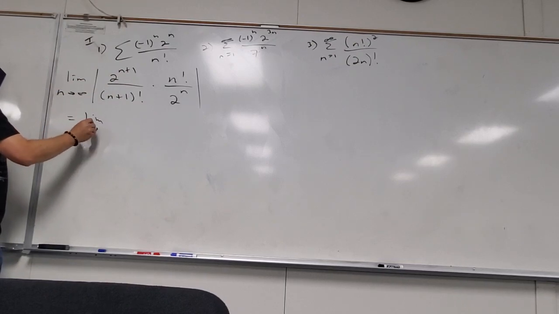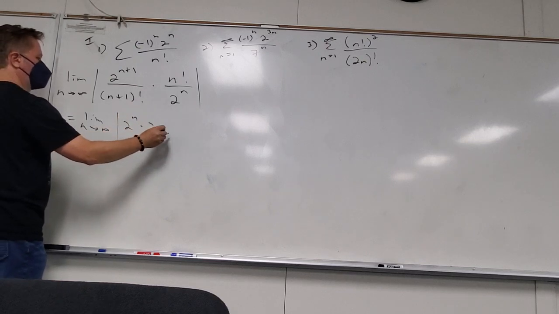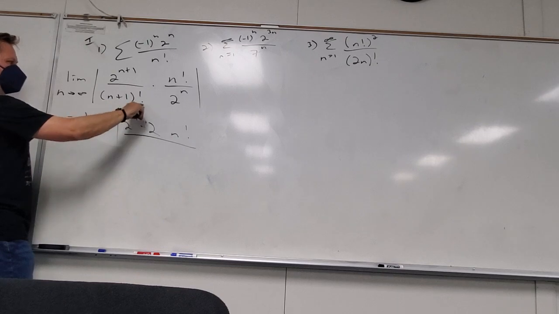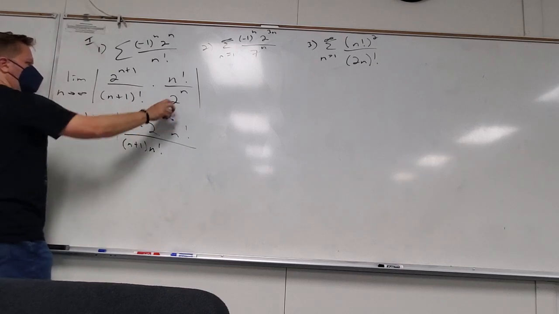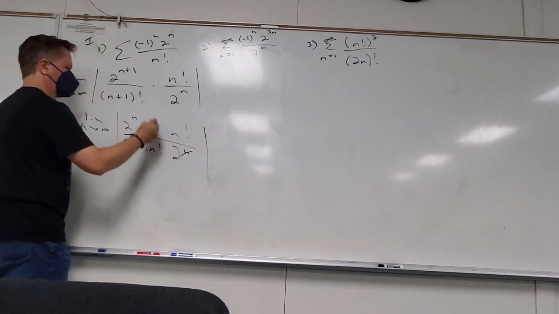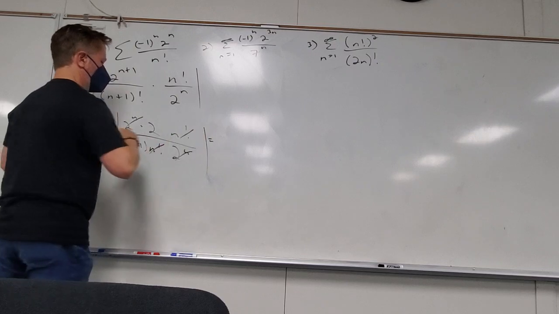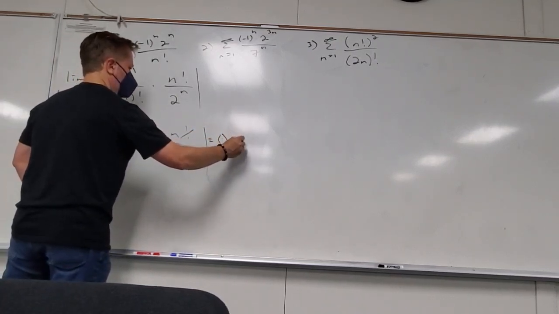Here's where a bunch of shortcuts could happen, but I'll do it the long way. This is 2 to the n times 2, n factorial, over, what can I do with this? N plus 1, n factorial. Good. And of course it is fine because it's going to die there, it's going to die there, and this limit is 0, which is absolutely less than 1.